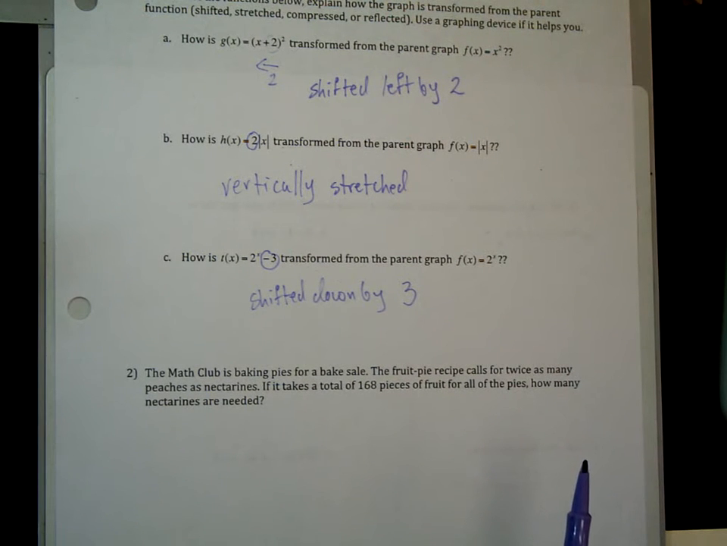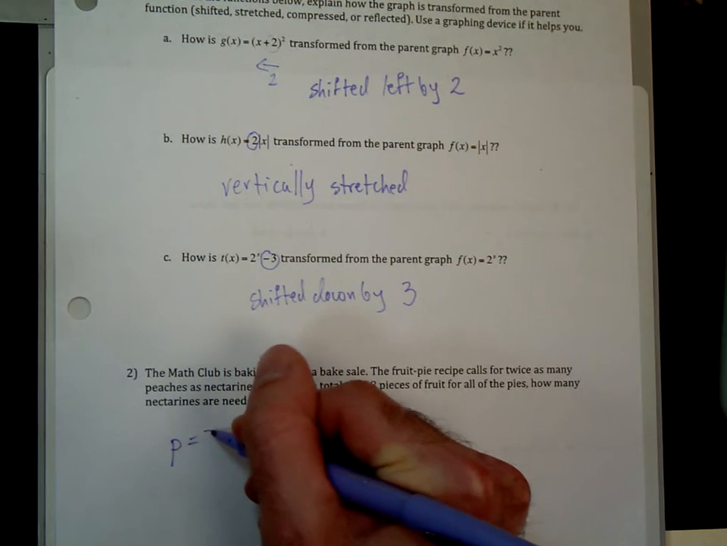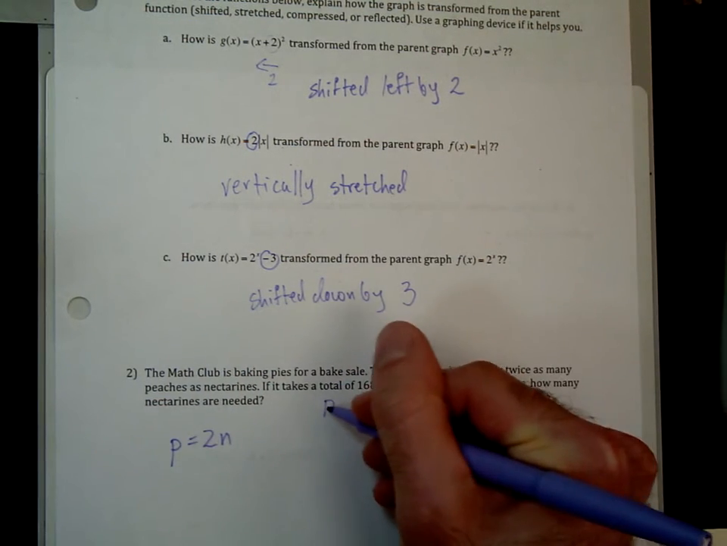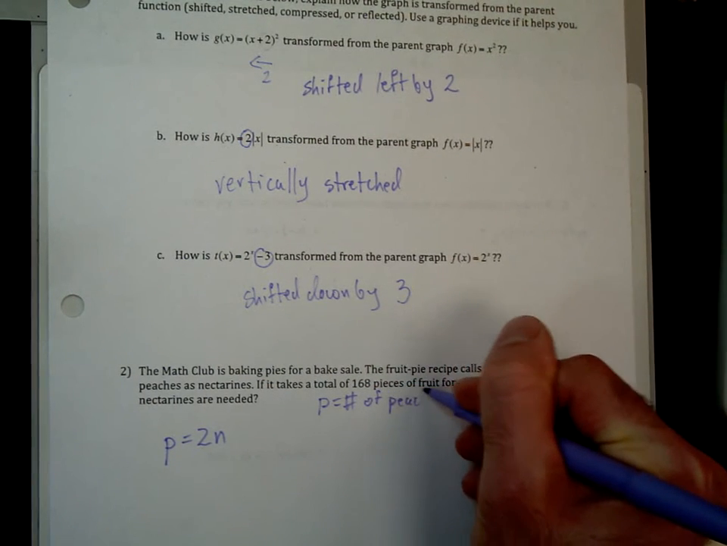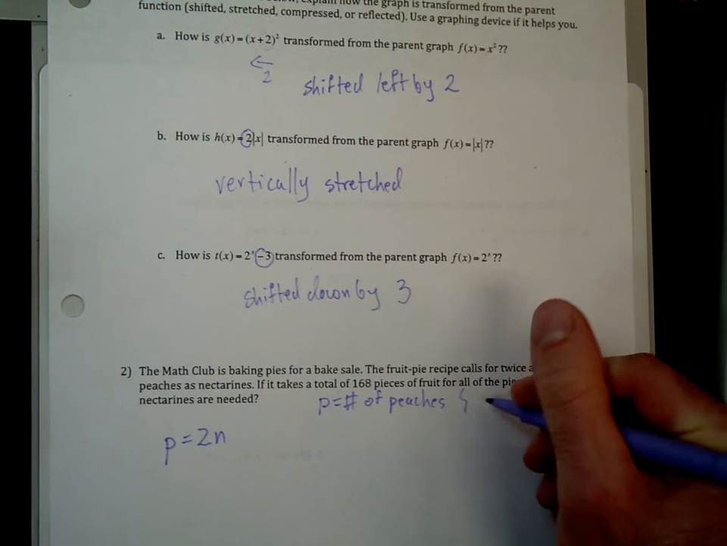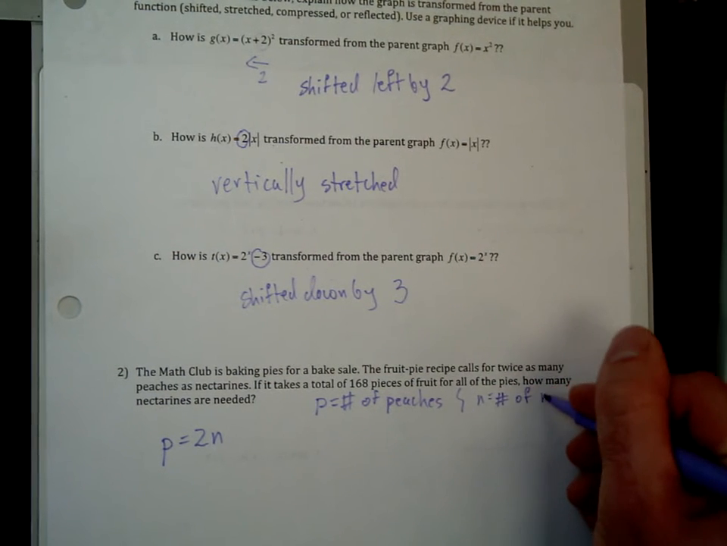Fruit pie recipe calls for twice as many peaches as nectarines. That's a little confusing. That means that there's going to be more peaches than there are nectarines. So that means P equals 2n. P equals the number of peaches. N equals the number of nectarines.